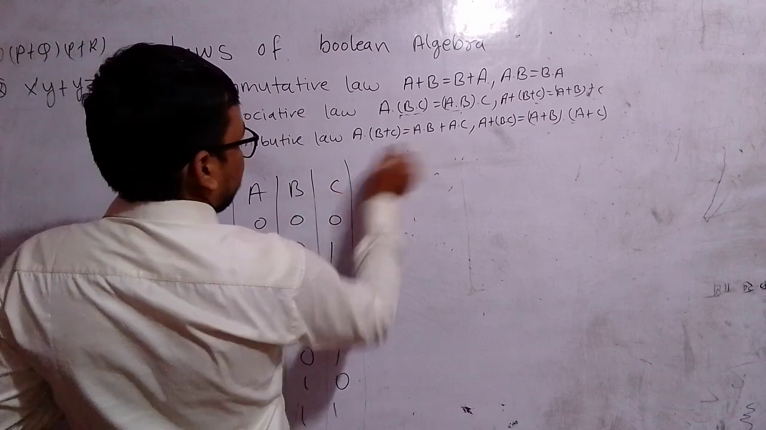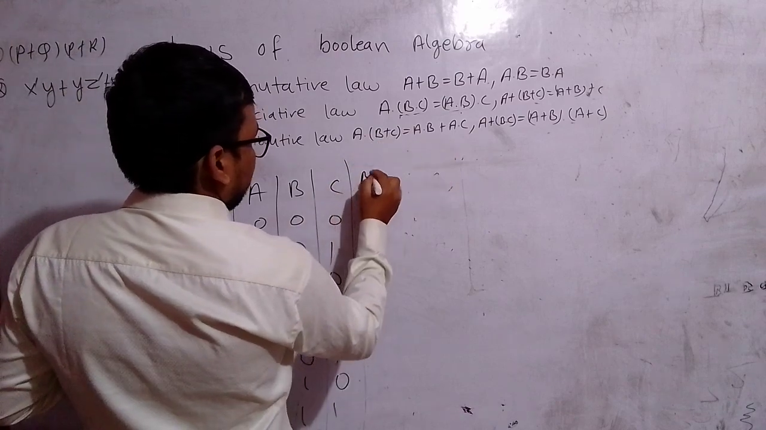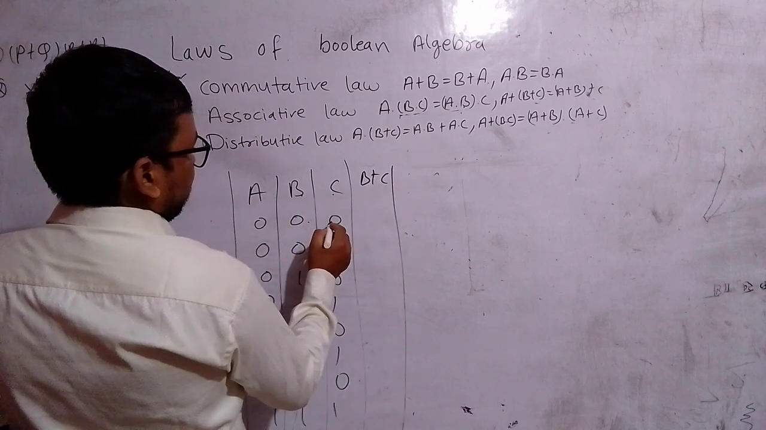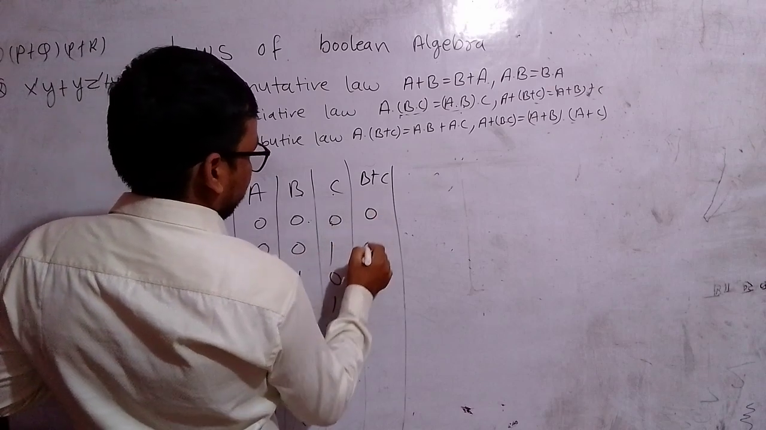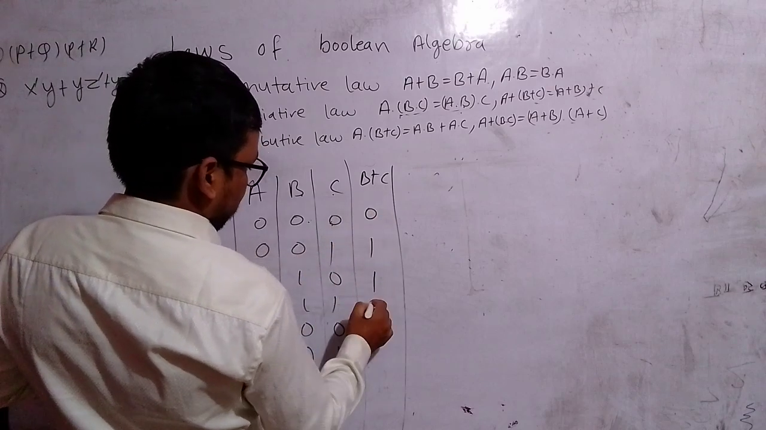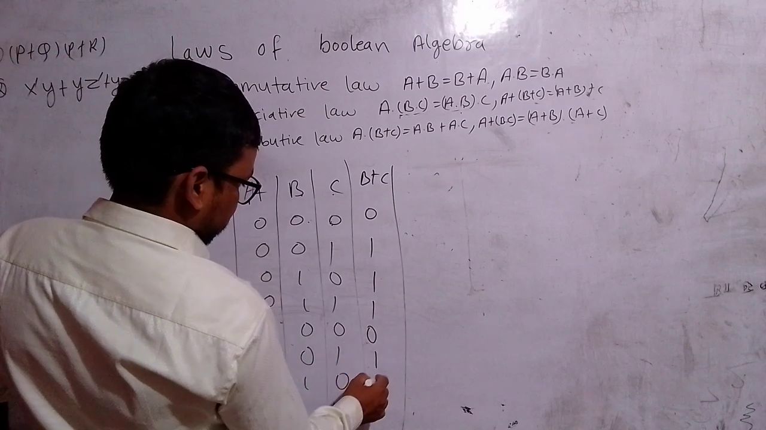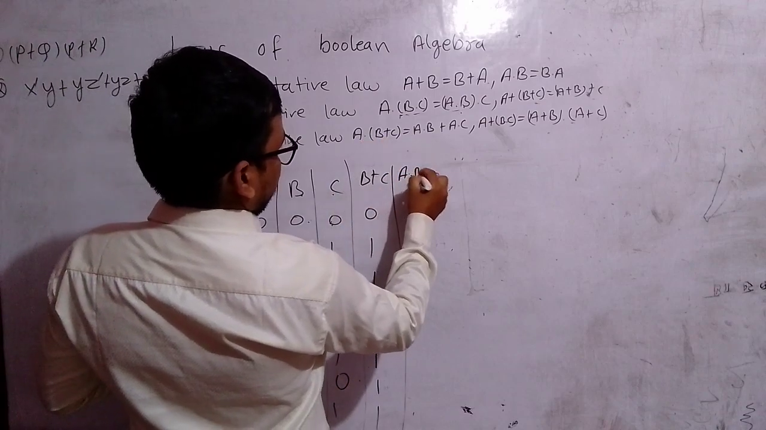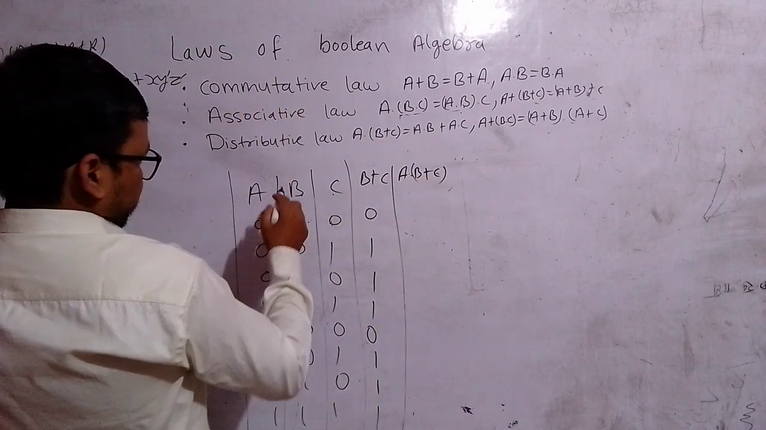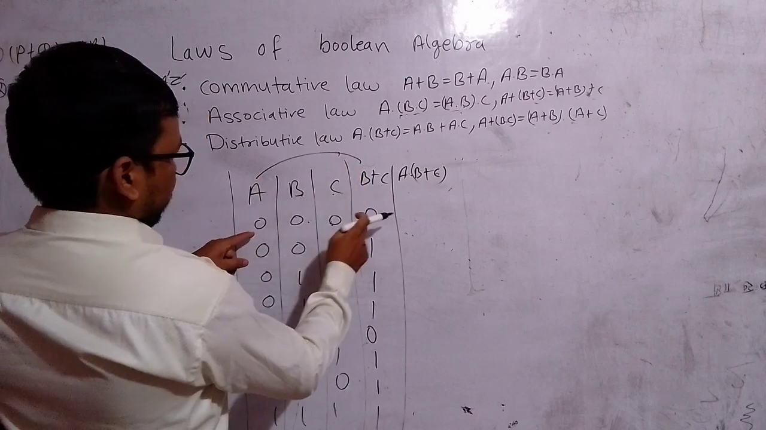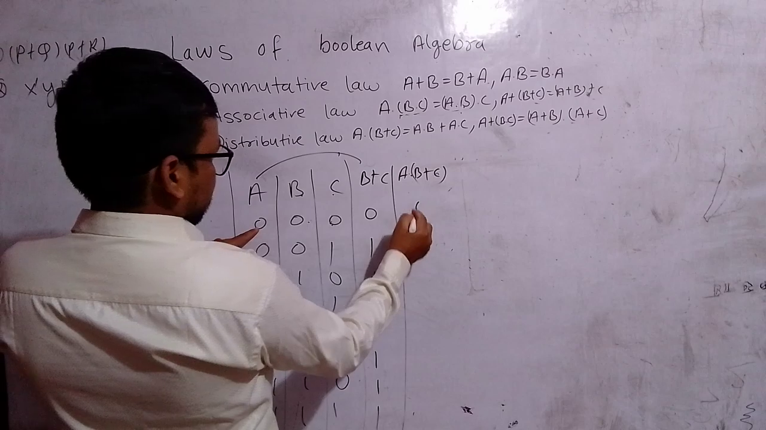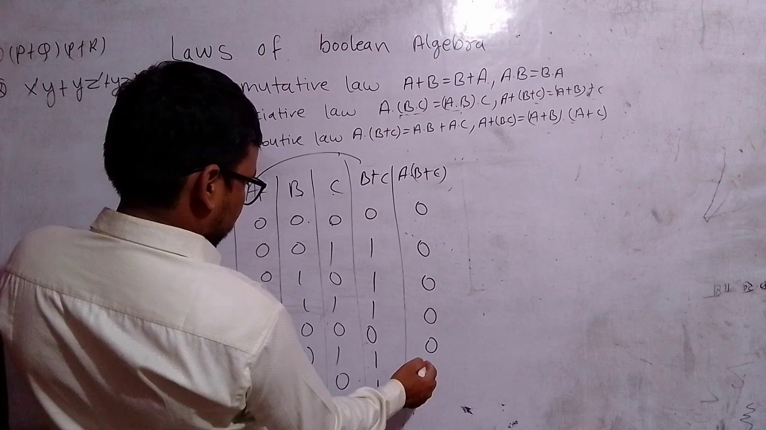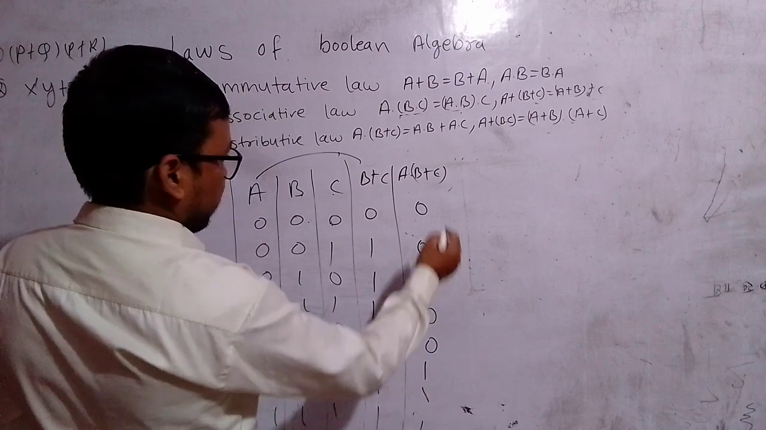Now, what are the terms given here? B plus C. What would be the output of B plus C? Plus here means OR operation. 0, 1, 1, 1, 0, 1, 1, 1. Then A dot (B plus C), the product between these two terms: 0, 0, 0, 0, 0, 1, 1, 1.